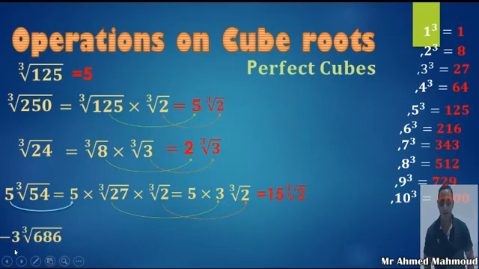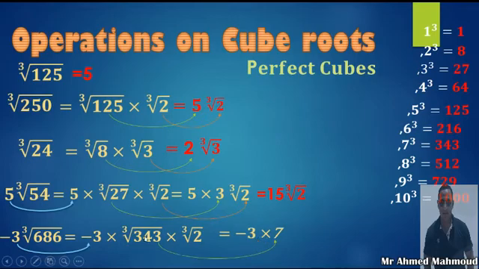Another example, if we have negative 3 cubic root 686. 686 equals 343 times 2. Then the first step, we are going to keep negative 3. And then we are going to change this one to be 343 times 2. Then keep negative 3 again. And the cubic root of 343 equals 7, and then we leave cubic root 2 here, but don't forget to multiply negative 3 times 7 equals negative 21 times cubic root 2.